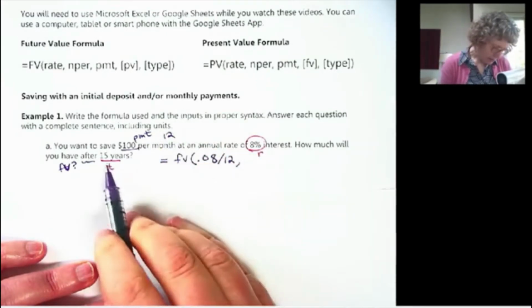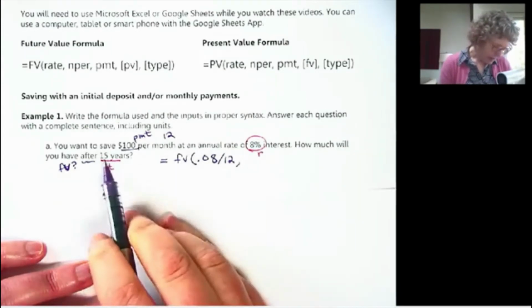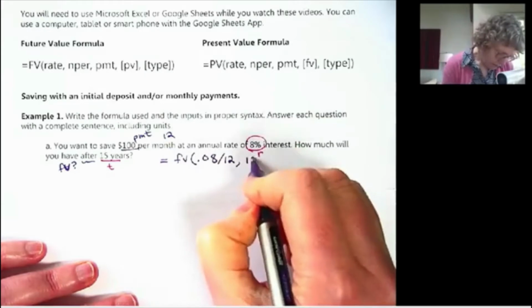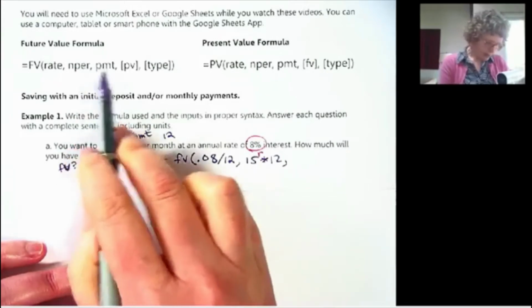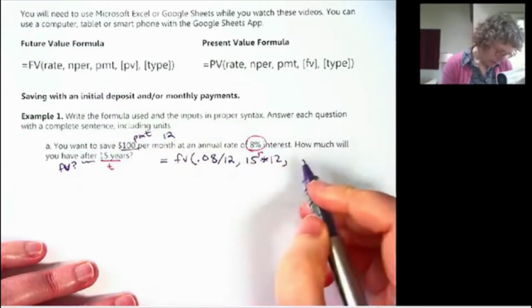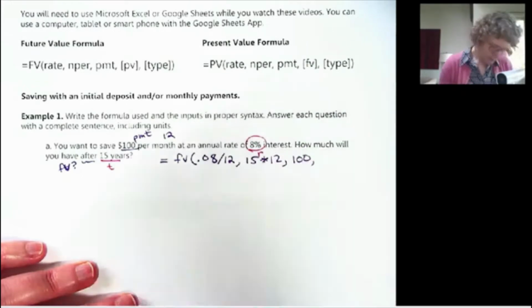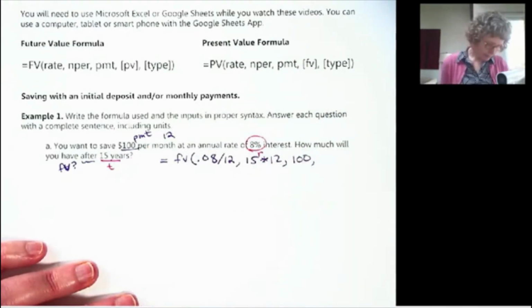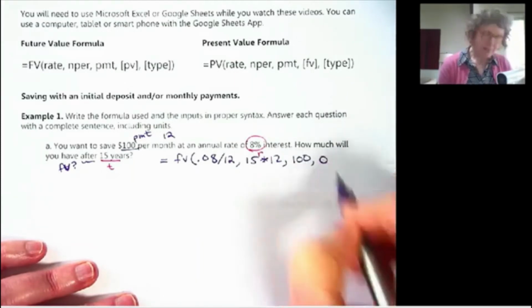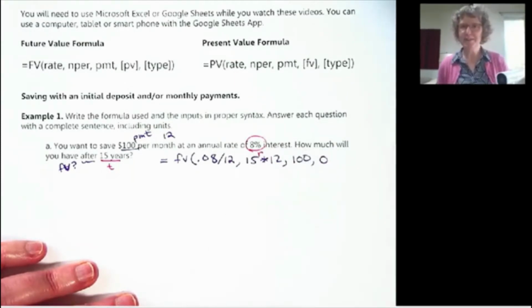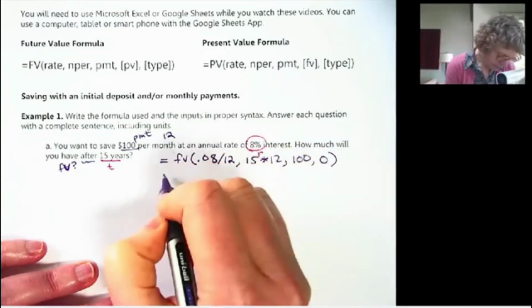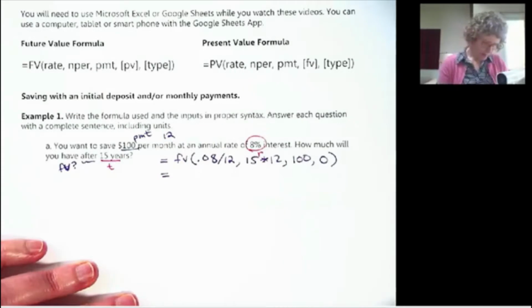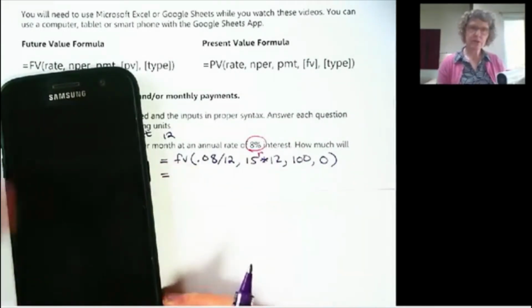Now, how many payments are we going to make? Or how many periods are there? 15 years times 12. And now we get to use that payment. It's been 0 so far, but now we get to put in $100, saving $100 a month. And our present value is now 0. So where you put that 0 makes a big difference. Still not going to use the type, the beginning or end of the month. I'm not going to worry about that. Okay, let's see how this comes out.